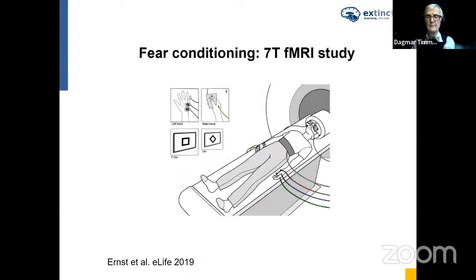Now I want to jump from motor learning to learning in the emotional field. I started off with eye blink conditioning as a simple associative learning task in the motor domain. And now I go to classical fear conditioning, and we use a simple fear conditioning task.